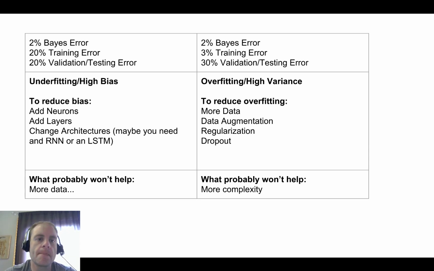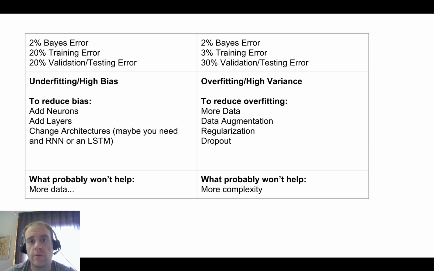Let's say that. So in the first scenario, we had 2% Bayes error, but our training error and our testing and validation error were both 20%. So in that case, this is a high bias model. The model is not fitting the data nearly as well as we'd like. So how do we fit the data better? Well, we can add model complexity. We can add neurons, we can add layers, we can change the architecture.